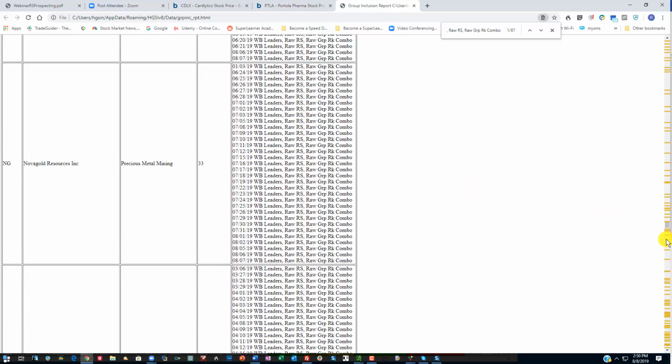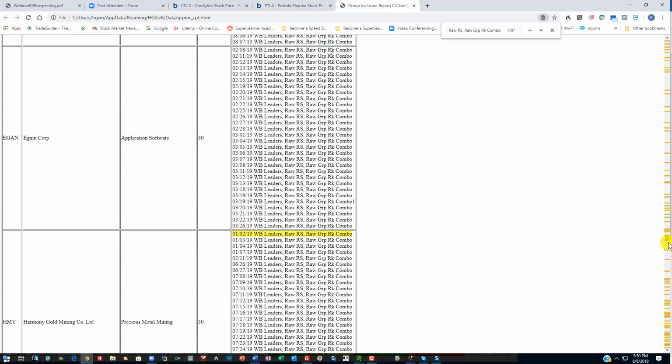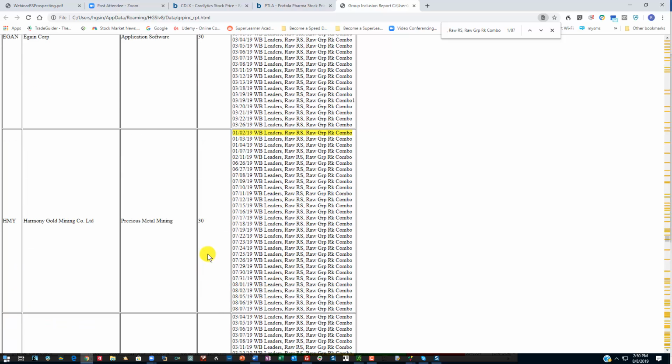I can't. Here, let me see if I can just go to a single one here. Anyway, they represent, there it is right here. It'll appear in yellow on this part of the HTML page also. So Harmony Gold Mine was appearing also as an example of a stock that was appearing on January 1st, 2019, and it appeared 30 times.